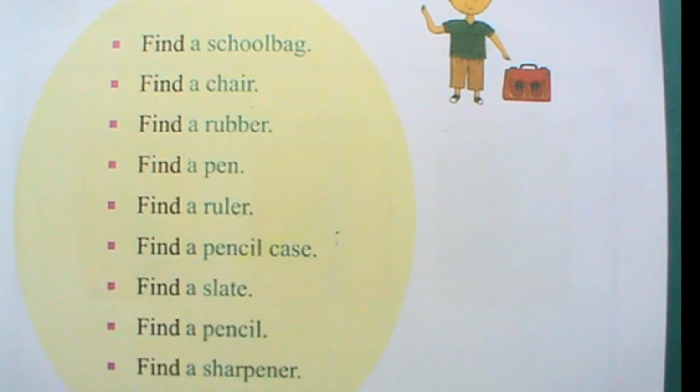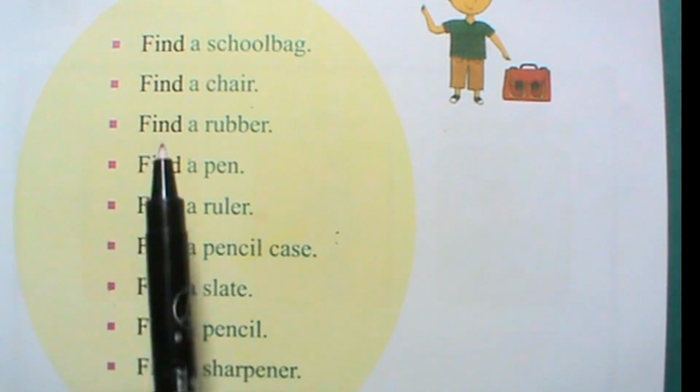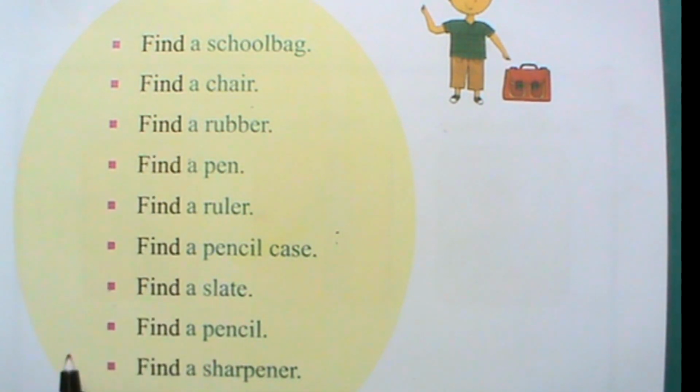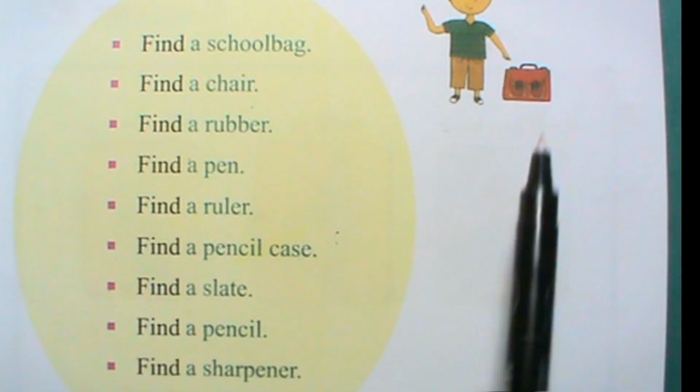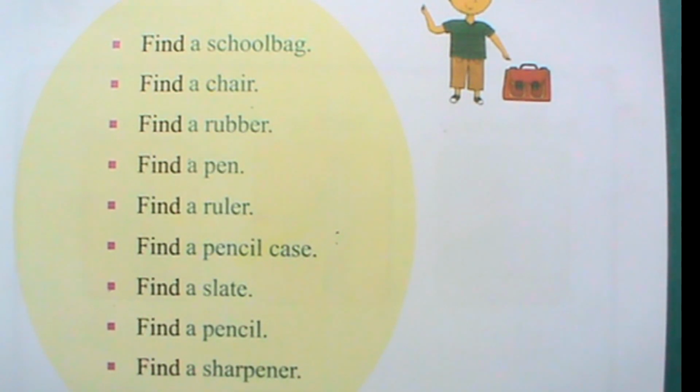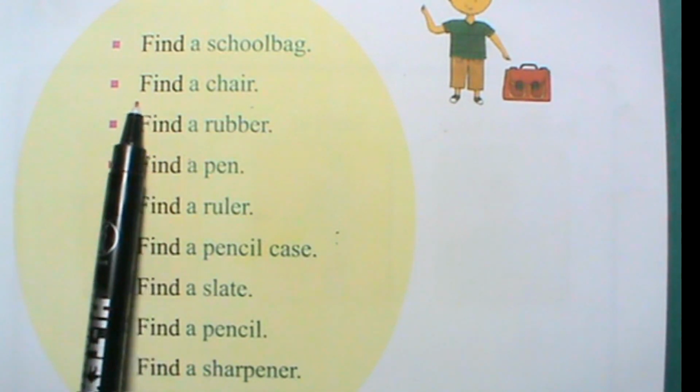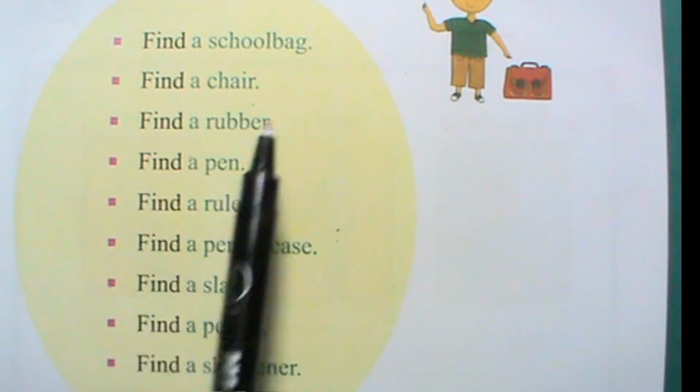Find a school bag. I will give you five seconds. 5, 4, 3, 2, 1, 0. Good. You found the bag now. Find a school bag. School bag means bag. Here it is. Now find a chair. Find a chair. 5, 4, 3, 2, 1, 0. Good work. Find a chair means find a chair.